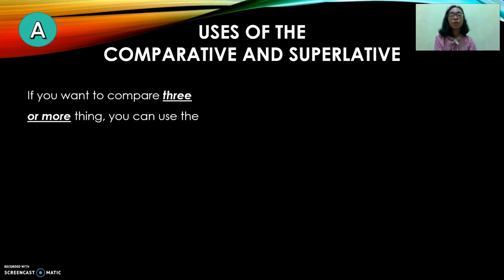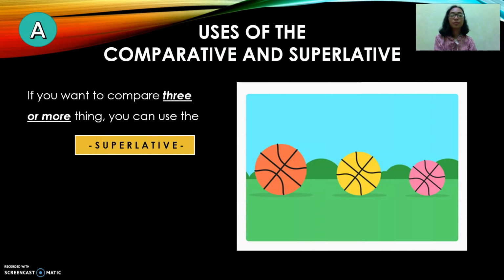If you want to compare three or more things, you can use the superlative. For the example, the pink ball is the smallest among the balls.